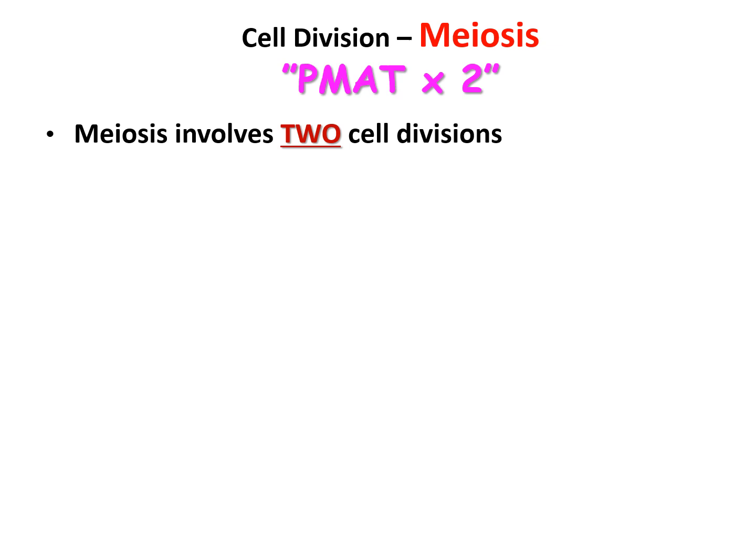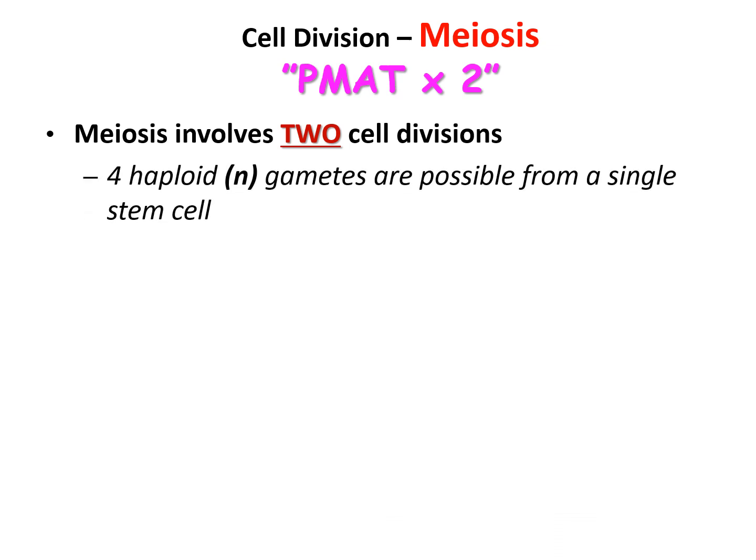And now on to meiosis. Again, we're going to try to keep this relatively superficial. The funky thing about meiosis is that you have two mitotic divisions. So it's PMAT times 2. You have two independent cell divisions, which means that you are going to end up with 4 reproductive cells, 4 gametes.